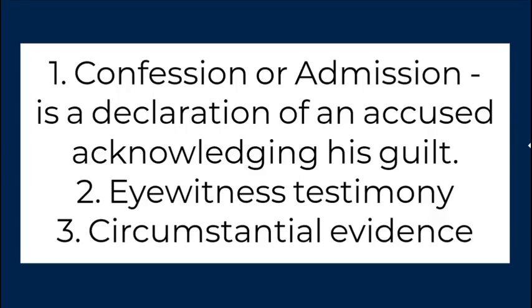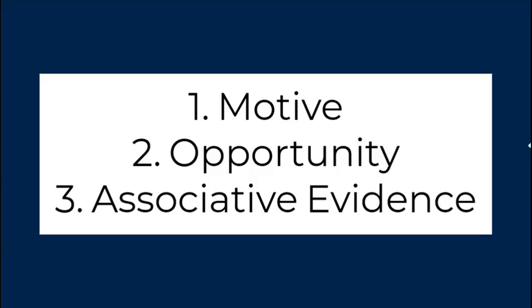How the suspect is identified. 1. Confession or admission is a declaration of an accused acknowledging his guilt. 2. Eyewitness testimony. 3. Circumstantial evidence. How circumstantial evidence is obtained. 1. Motive. 2. Opportunity. 3. Associative evidence.